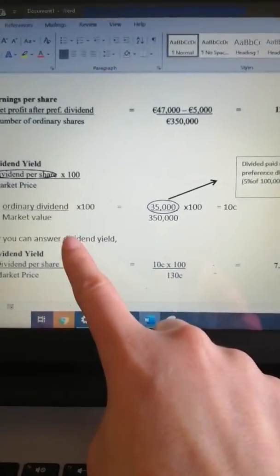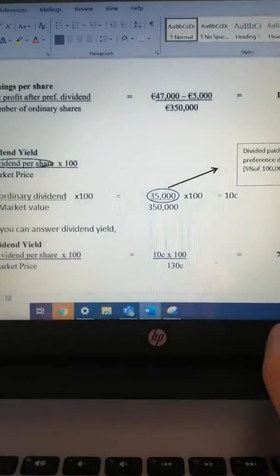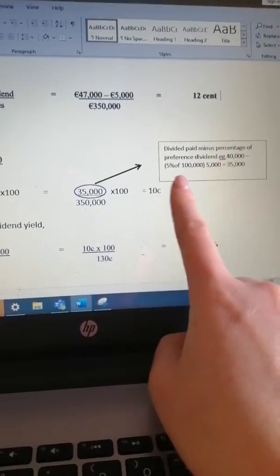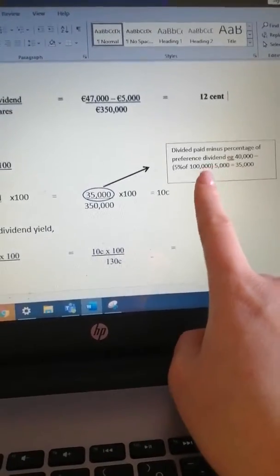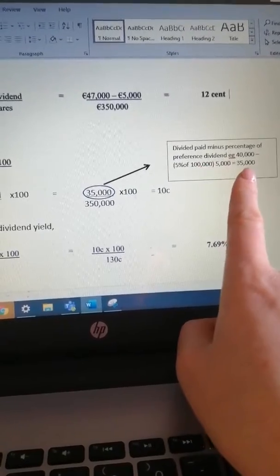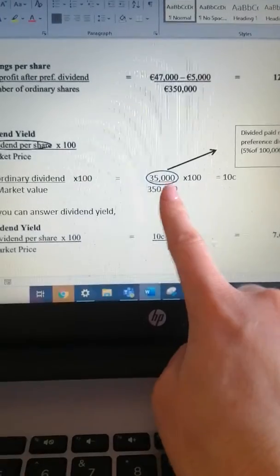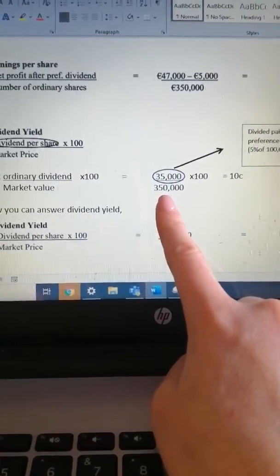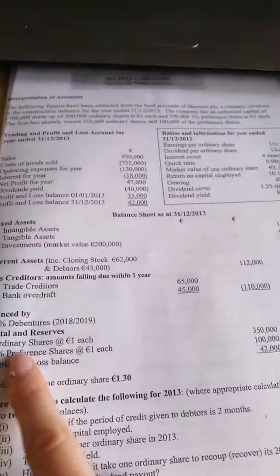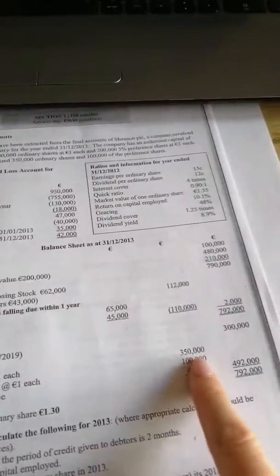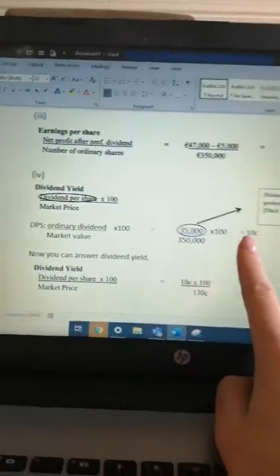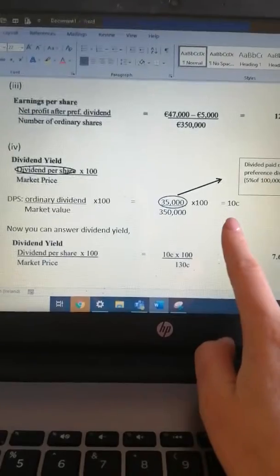So for your ordinary dividend, you have your 40,000 dividends paid minus your 5,000, the preference dividend, so it's 35,000. So ordinary dividend is 35,000 over the number of shares that we have, which is again 350,000, and so we found out that dividends per share is 10 cents.